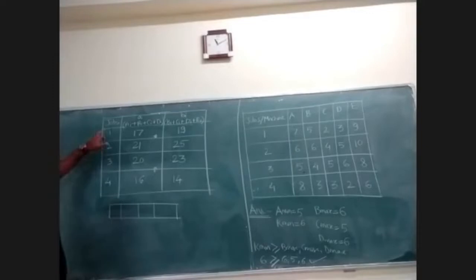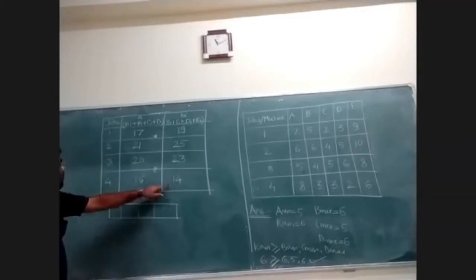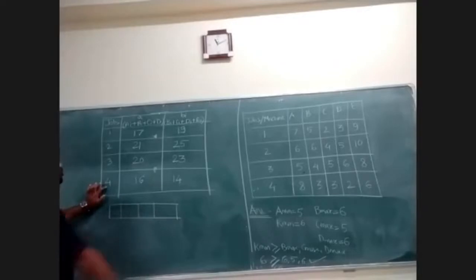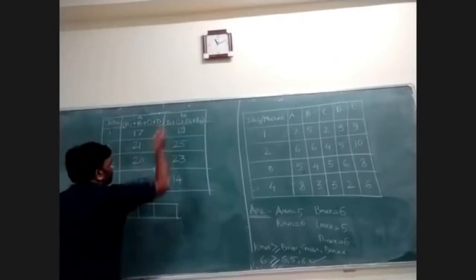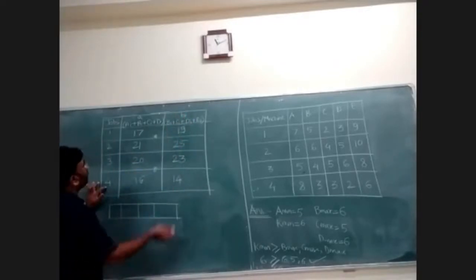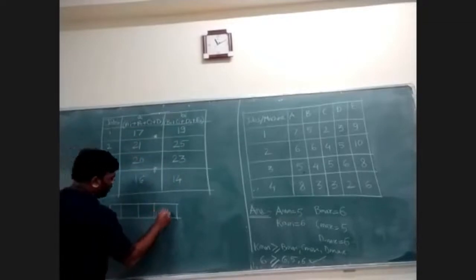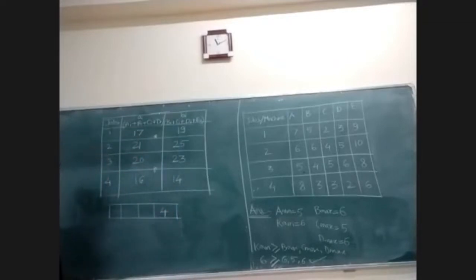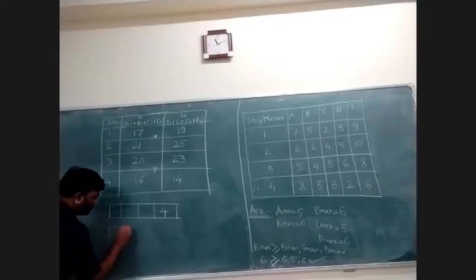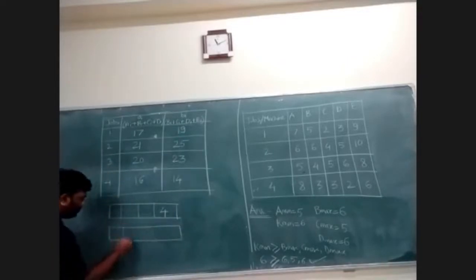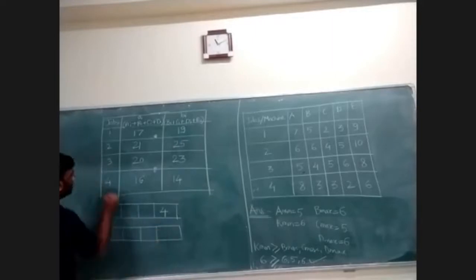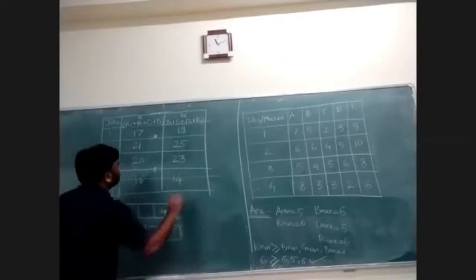Right, so the minimum value that we have here is 14, and 14 is coming out from the fourth job, and it is for this machine. So it is to be placed last on machine A. Again, we are going to strike that off. We are not going to consider this.